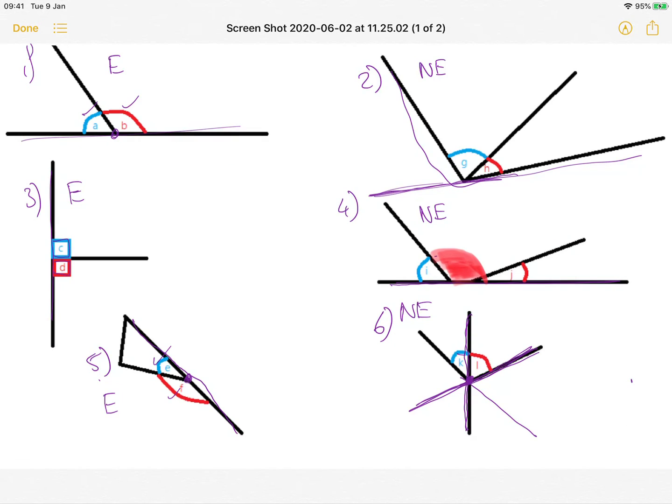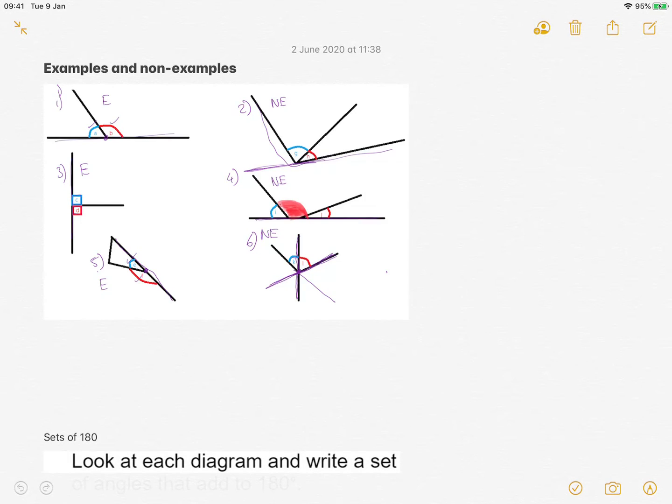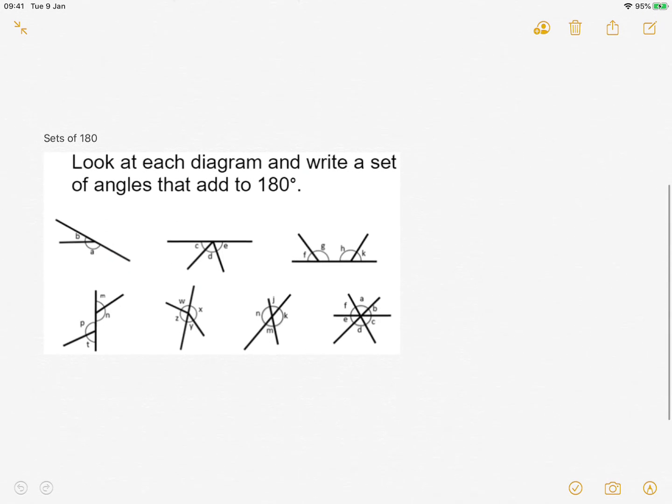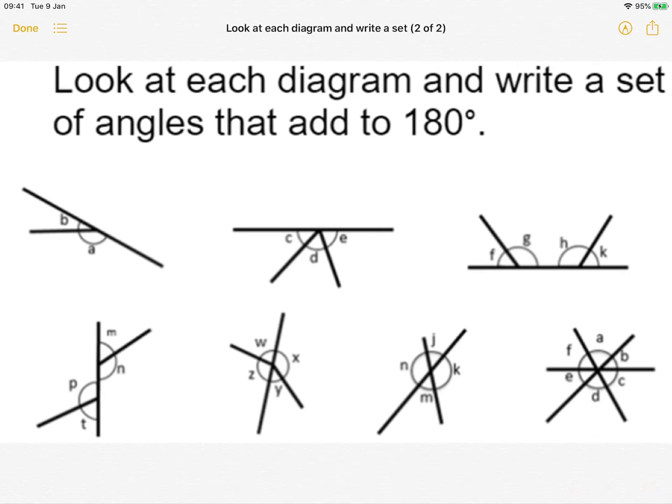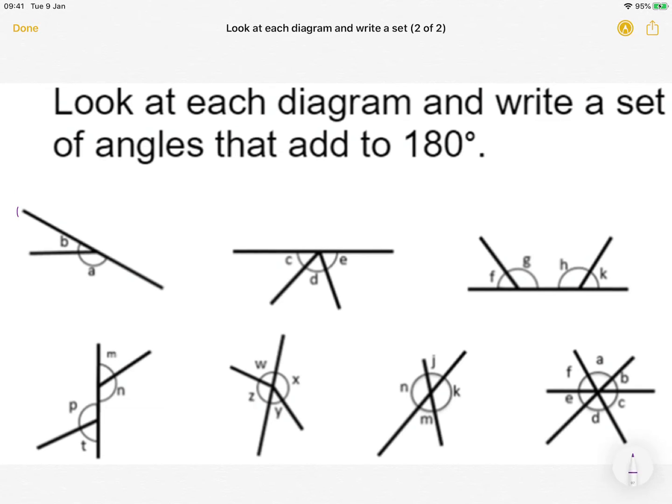Right, make sure you've marked them in red pen. So there's 3 examples and 3 non-examples. And then what I'd like you to do now is have a look at these questions. So let's just number them for you. And I'd like you to write as many facts as you can about those angles.